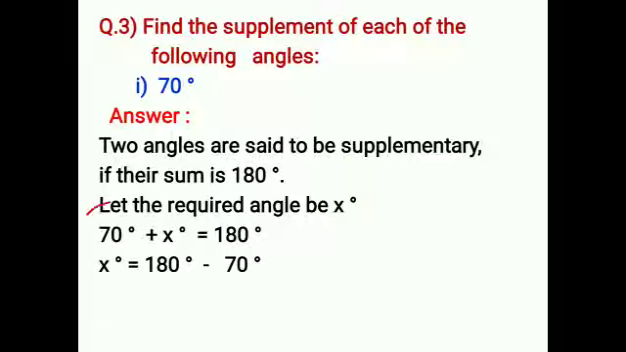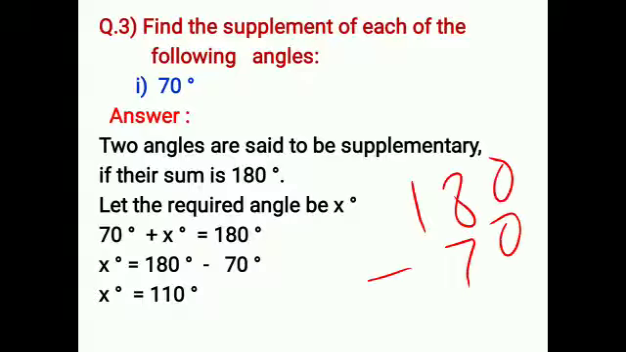Now see here, on the left hand side the sign of the 70 is plus, so we have to shift this 70 to the right hand side. So write down the opposite sign. What is the opposite sign of addition? That is minus. So subtract 70 from 180. What is the answer here? 110. So see here, 180 minus 70. 0 minus 0, answer is 0. 8 minus 7, answer is 1, and 1 is carried. So the answer of this question, that is the supplement of angle 70 degrees, is 110 degrees.